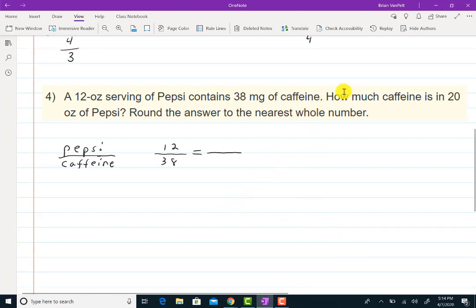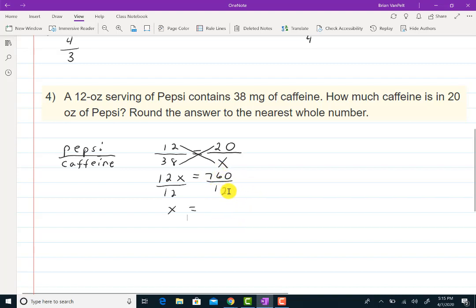Then the question is how much caffeine, so I don't know the amount of caffeine, is in 20 ounces of Pepsi. So I'll put a 20 up here. And from this we should be able to figure it out. So as always, cross multiply. So I get 12x equals 20 times 38 is 760. Let me divide by 12. And let's see what we get.